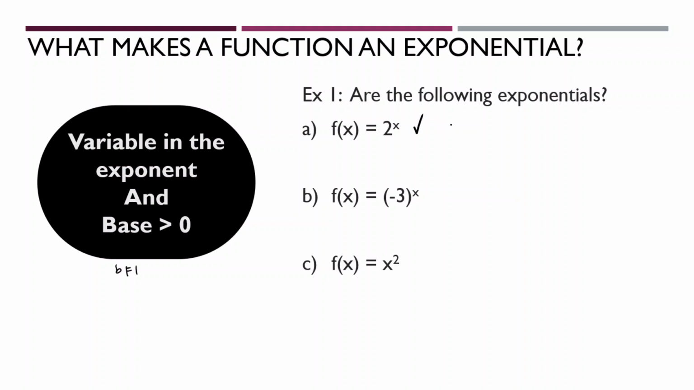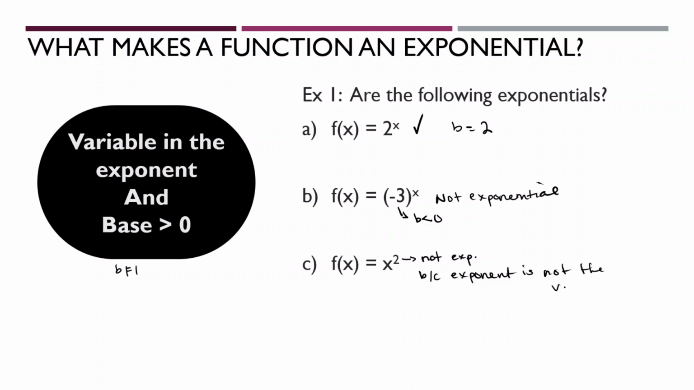So this first one is exponential, and its base is 2. The next one is not exponential because the base is less than 0. And the last one is not, because the exponent is not the variable. In fact, in this one, this is a quadratic function, so it would graph a parabola.